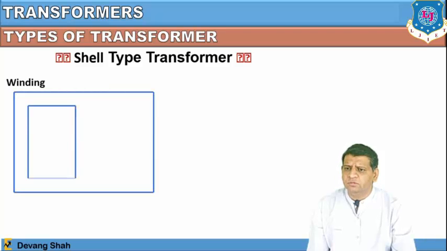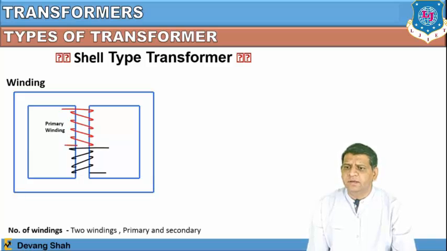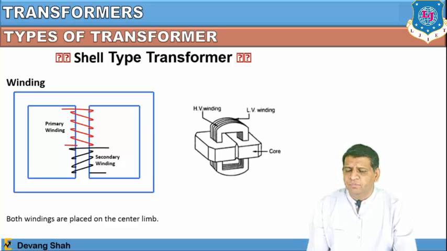This is the winding construction of the shell type transformer, where on the middle limb we are going to connect the primary winding, as well as the secondary winding. So here, in a shell type transformer, there are again two windings, primary and secondary. You can check here that the multi-layer disc type is also available. Both windings are placed on the central limb, where you can see the 2D view. In the central limb, which is the core part, you have connected two windings, primary and secondary, which is nothing but alternate layers of low voltage winding and high voltage winding.